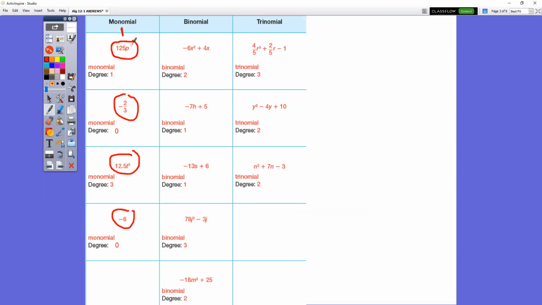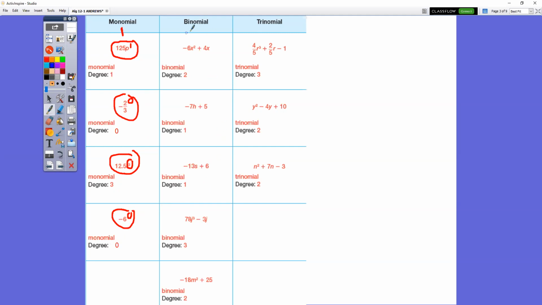And this is degree 1 because the p is to the first power. This is degree 0 because there's no x there, there's no letter there. This is degree 3 because it's the third power. And this is degree 0 because there's no x there or anything.